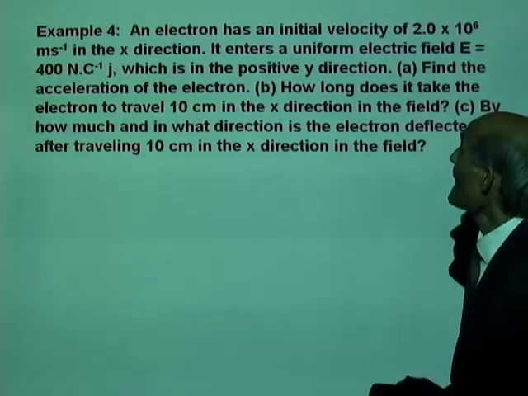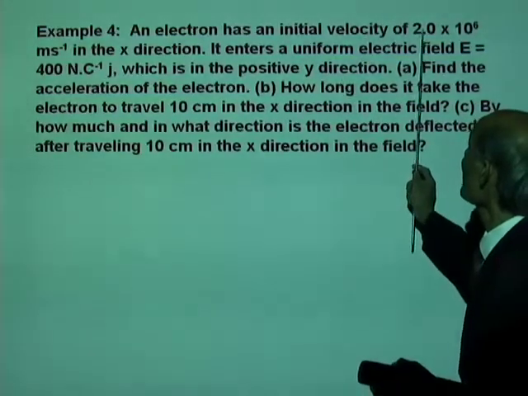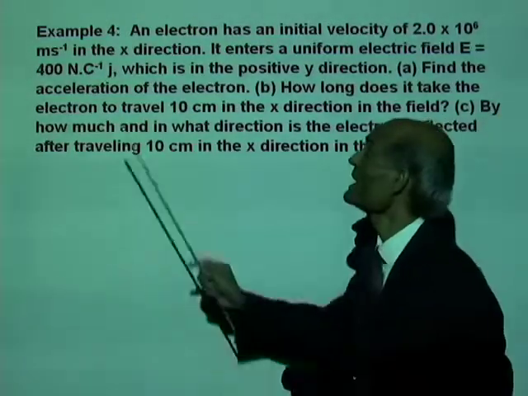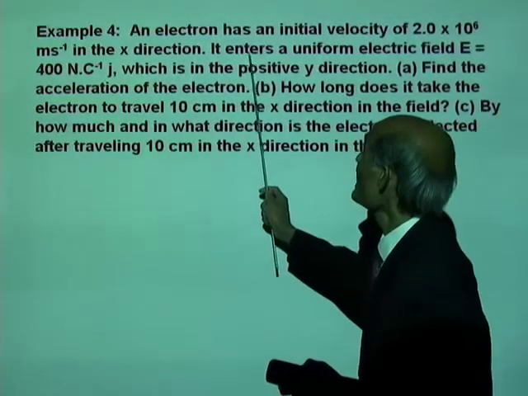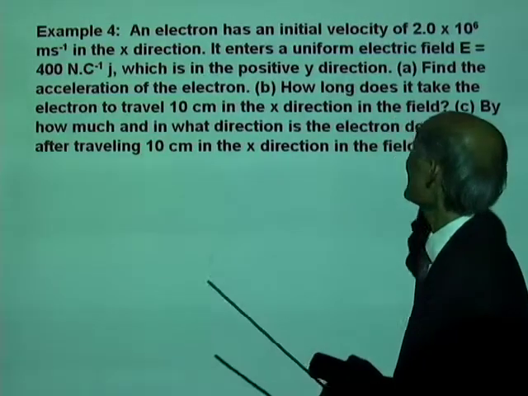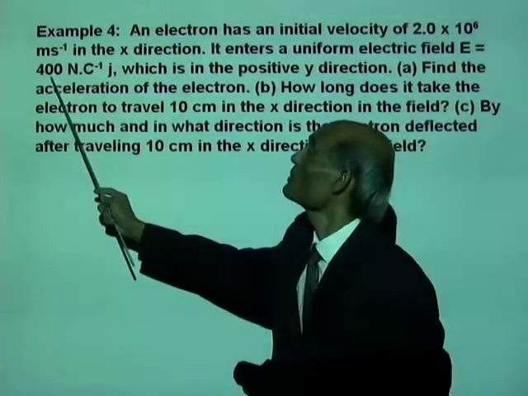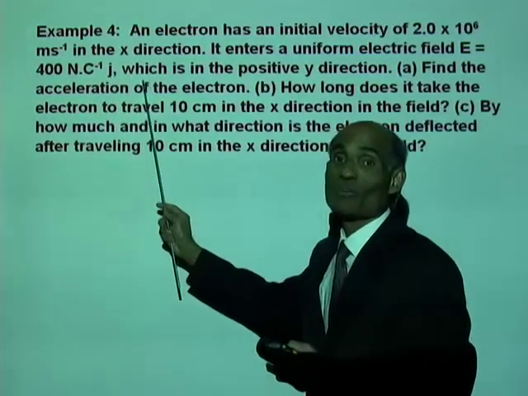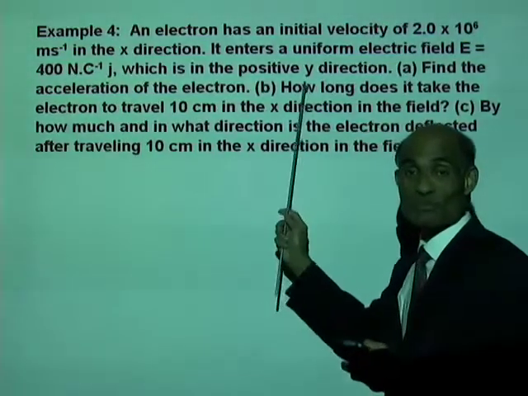An electron has an initial velocity of 2 times 10 to the 6 meter per second in the x direction. It enters a uniform electric field E equal to 400 Newton per coulomb J, which is in the positive y direction.